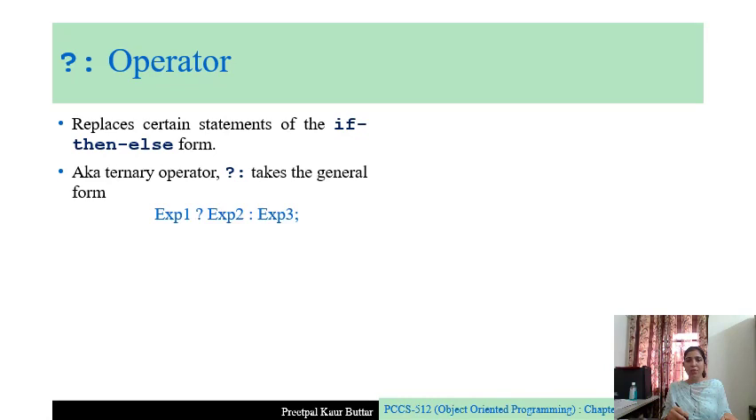The general form is expression 1 question mark, expression 2 colon, expression 3, and at the end we have to put a semicolon. Expression 1 is a relational expression which compares some values. If the result of the comparison is true, then expression 2 will be executed, and if the result of the comparison is false, then expression 3 will be evaluated.